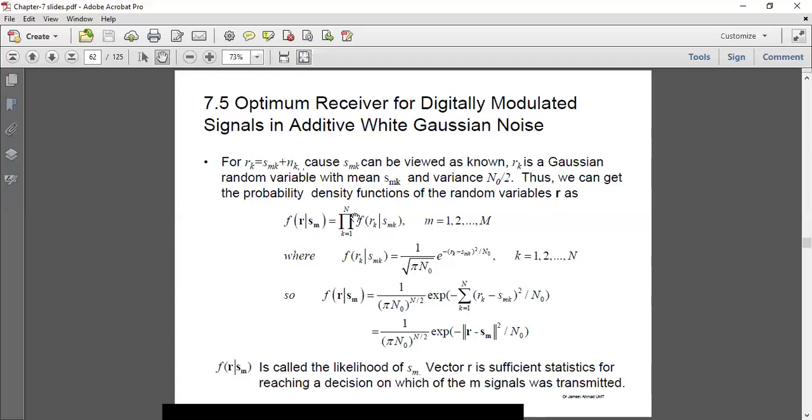This is the product, this pi is product multiplication, k equal to 1 up to n, of f(r_k given s_mk), where f(r_k | s_mk) is this Gaussian distribution function. So this is a normal distribution function, or Gaussian type. It is represented by 1 over square root of pi N naught, e raised to the power minus (r_k minus s_mk) whole squared divided by N naught. So in vector form, this can be represented by this expression.